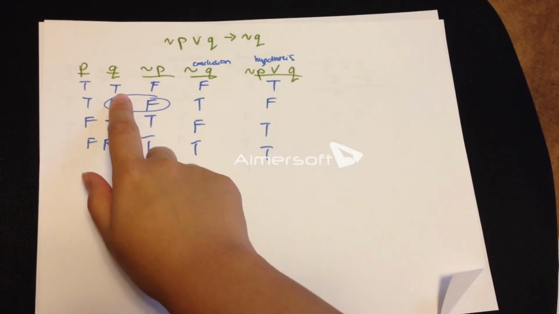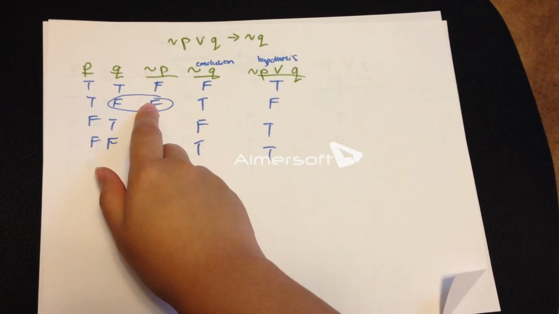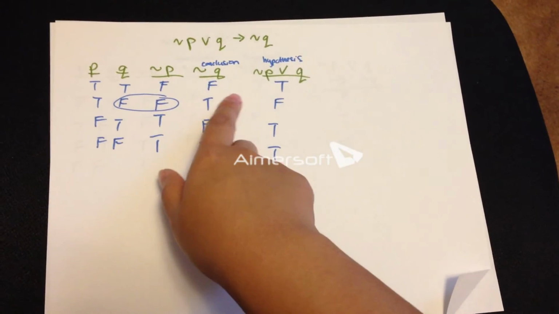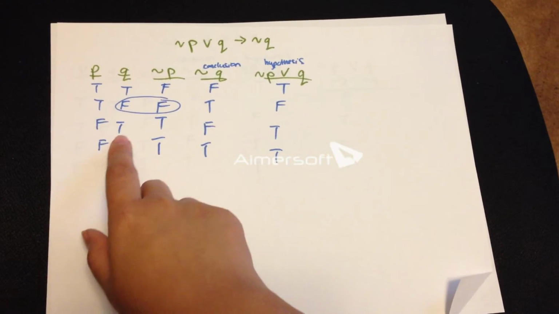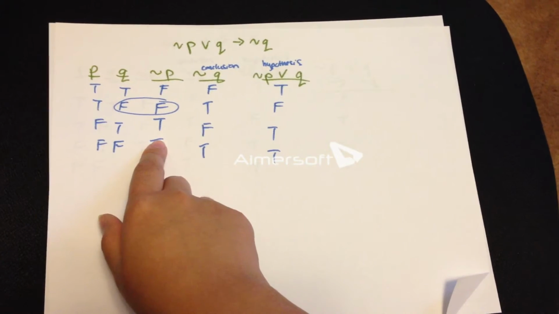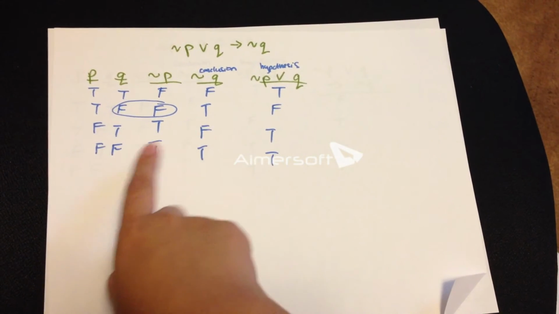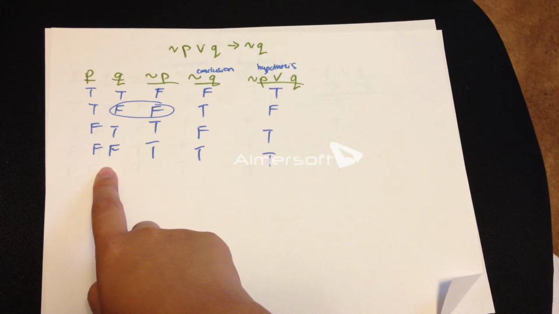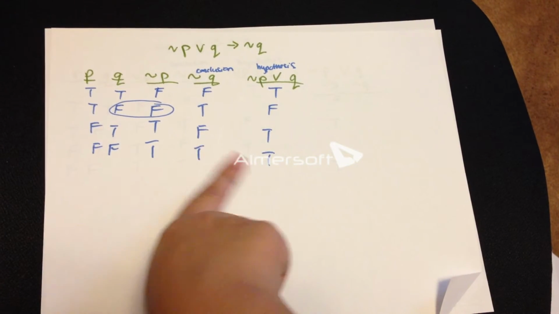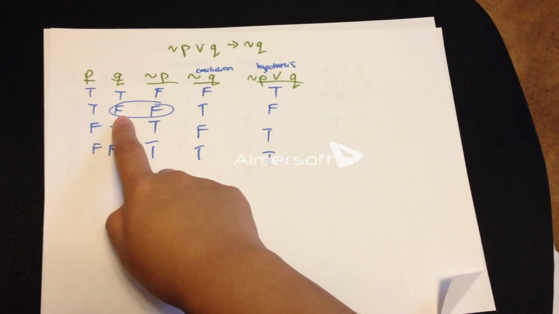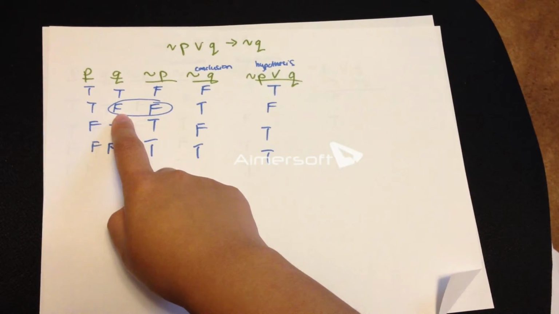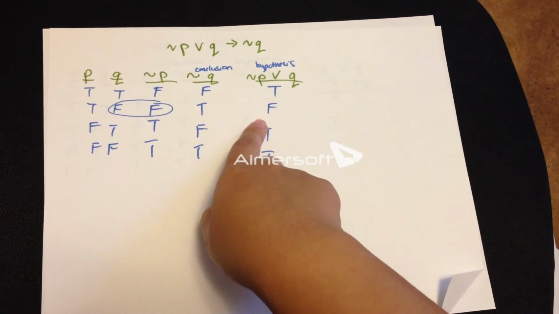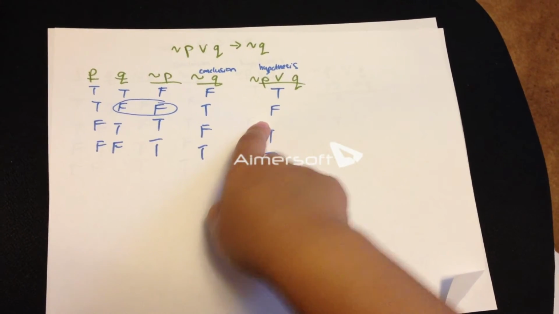So for instance, Q is true and not P is false. So that's true. Q is true and not P is true, so the value is true. And then Q is false and not P is true, which is true. In this instance right here, both Q and not P are false. So the value for this column would be false.